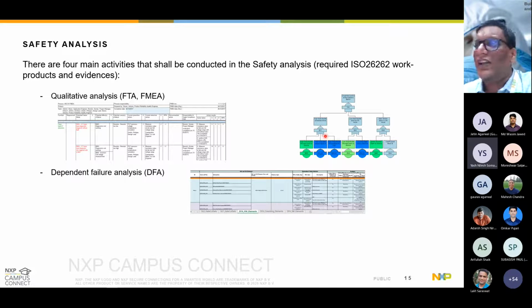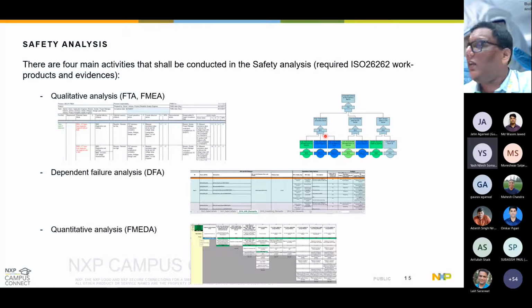Then I talked about the dependent failure analysis, where you want to figure out if there is a potential for both the safety function and the safety mechanism to fail simultaneously. And so you start to argue what safety measure or safety mechanism you will take to address such dependent failures, where one failure is dependent on another.